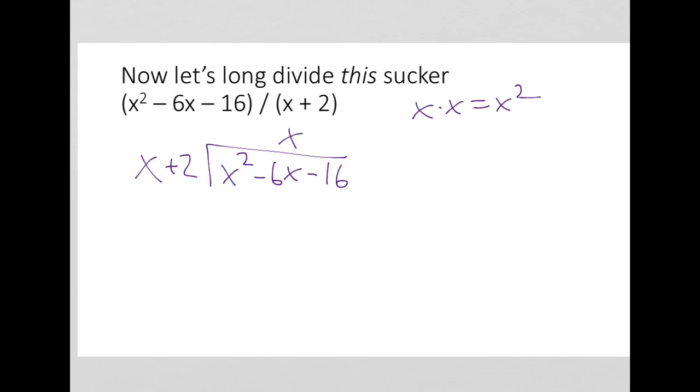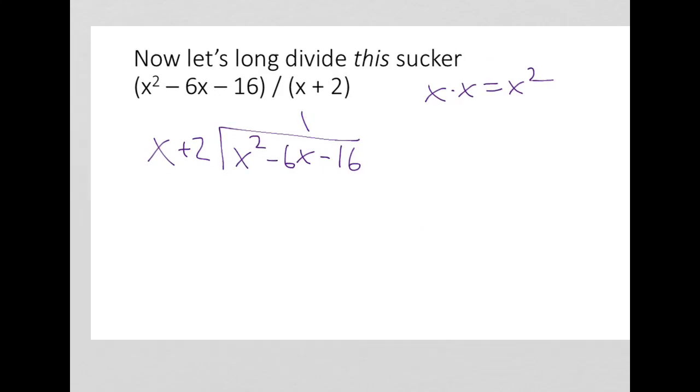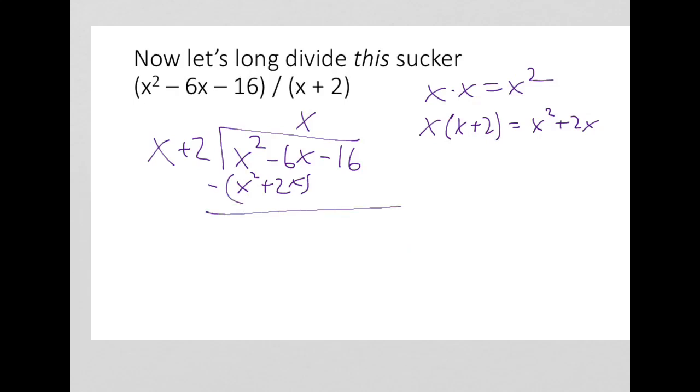So x will go into x squared x times, but then you have to take that x and multiply it by that whole expression, not just the x, but the x plus 2, because it is all there. So I can say that x times x plus 2 is going to give me x squared plus 2x, and I'm going to write that underneath. And now I need to subtract that entire expression.